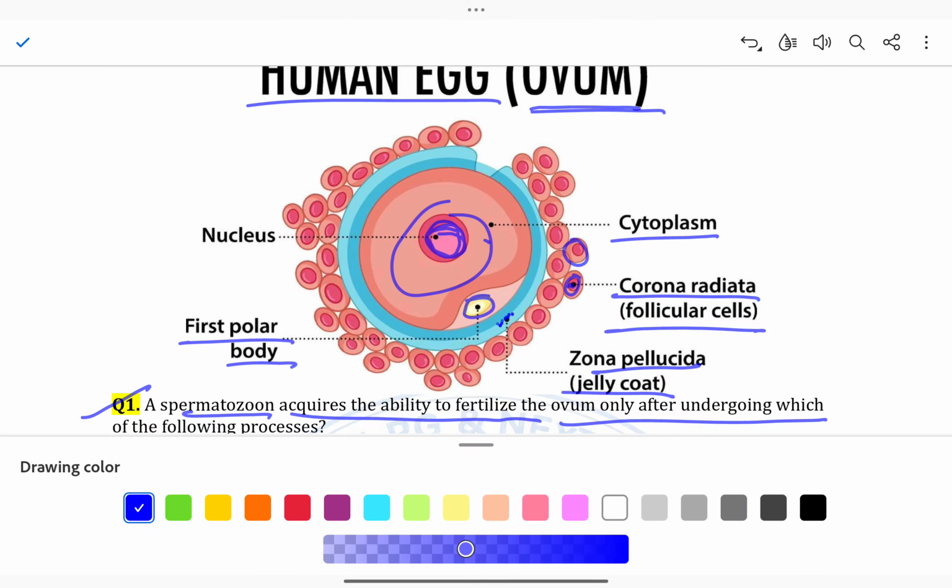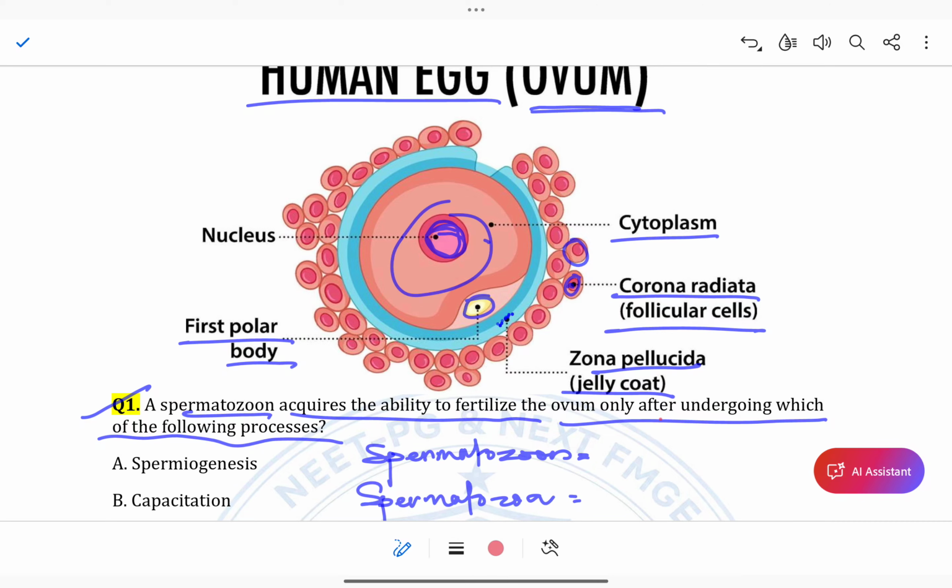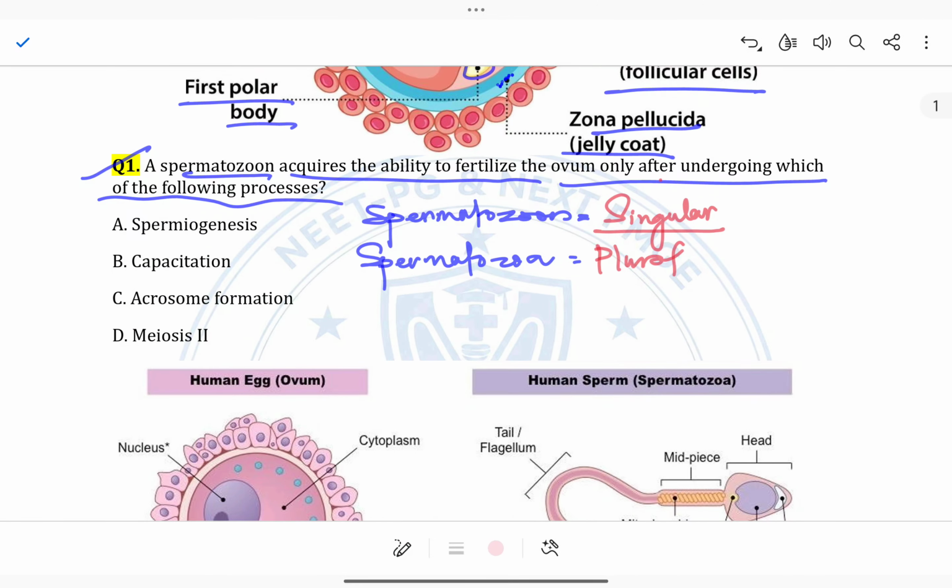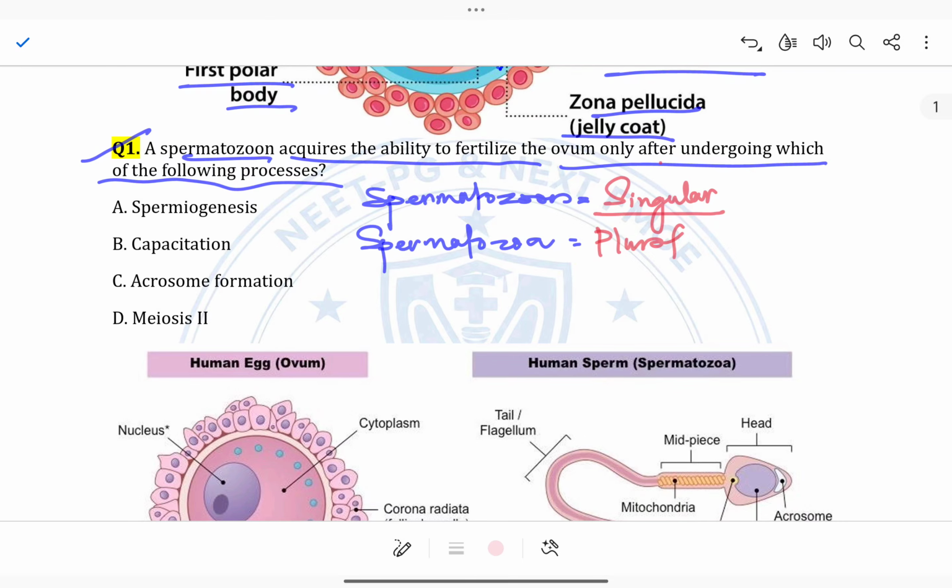Spermatozoon, I will tell you. Spermatozoon is singular. What does it mean? Singular means only one sperm cell. And spermatozoa is plural, more than one sperm cells. So now we can understand the question. We are talking about a spermatozoon.